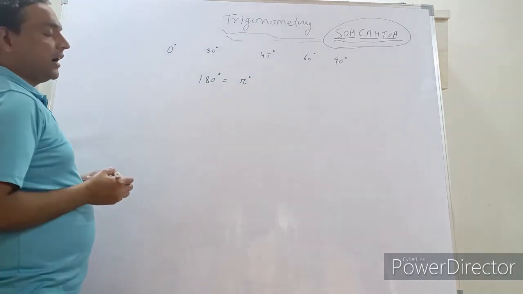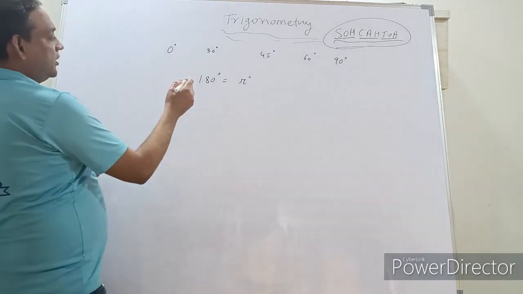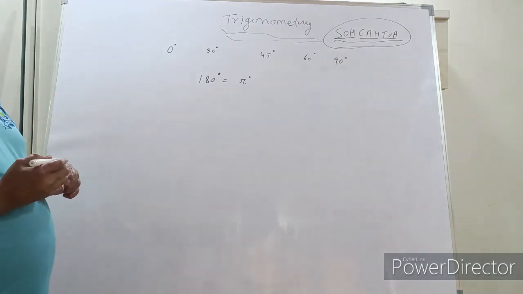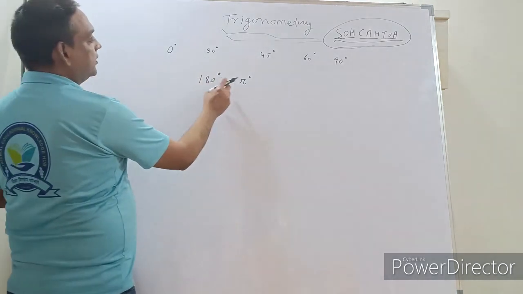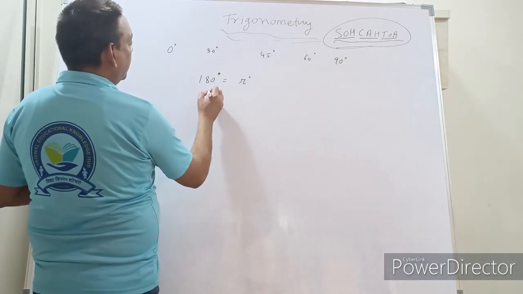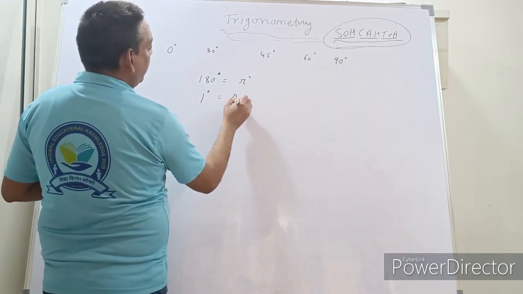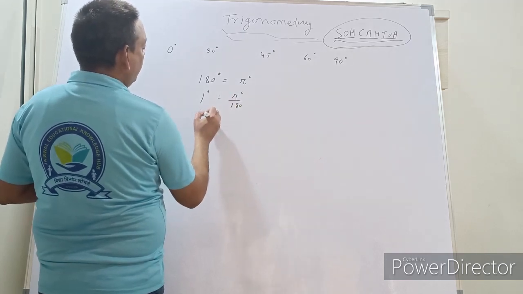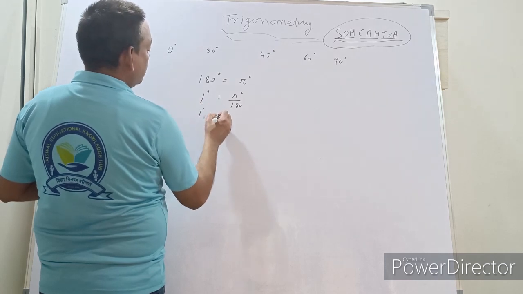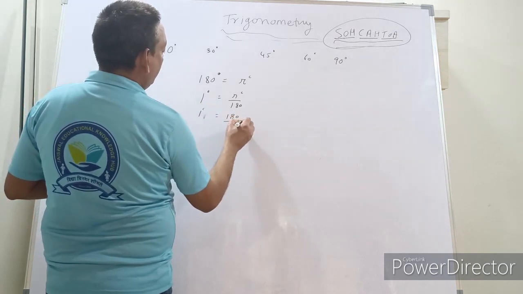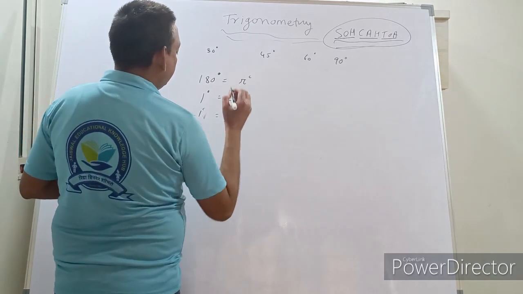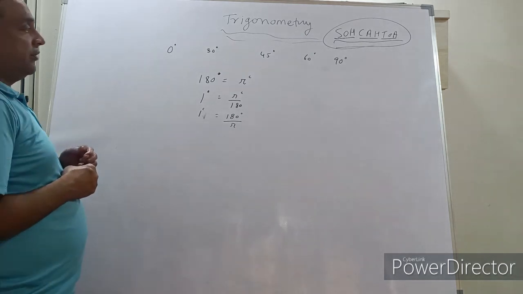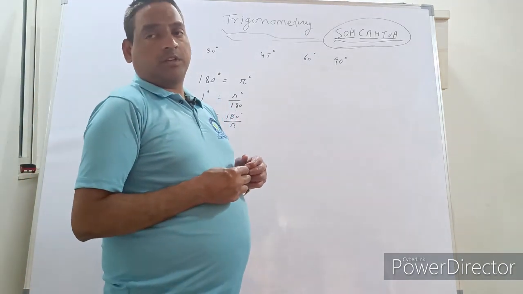The radian symbol is like a half c, like a c, and degree is the circle. Degree is the circle and radian is the c. So 180 degree is nothing but pi radian, or 1 degree is equal to pi upon 180 radian, or 1 radian is equal to 180 upon pi degree. But this will not be there in class 9, 10th, 11th. It will directly start in the 11th and 12th.